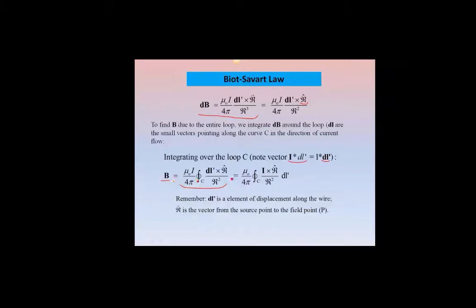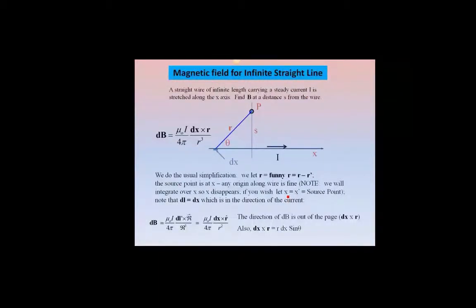and we can bring out mu 0 over 4 pi, and then we can put current I dl prime into the integrand if we wish. So this would be the current times the unit vector in the direction of I. So remember that this dl prime is an element of displacement along the wire. It's associated basically with the direction of current flow at a particular position, and funny r is the vector from the source point to the field point. So let's take a look at the simplest example, and that is the magnetic field for an infinite straight line.